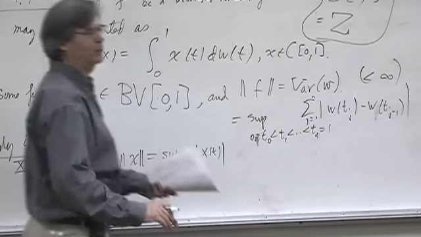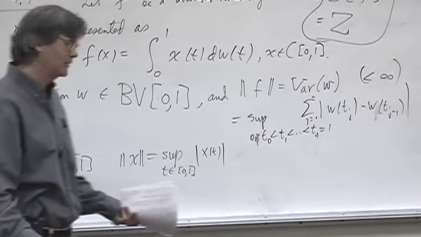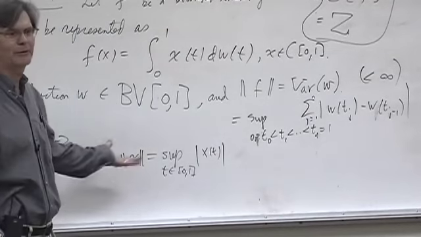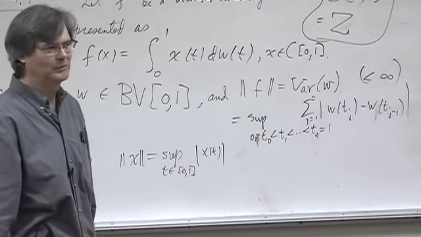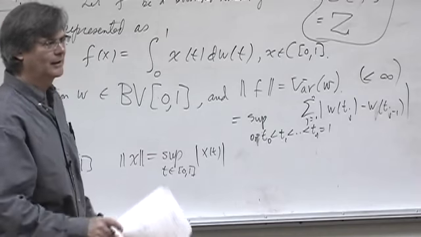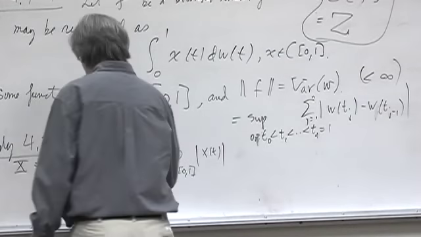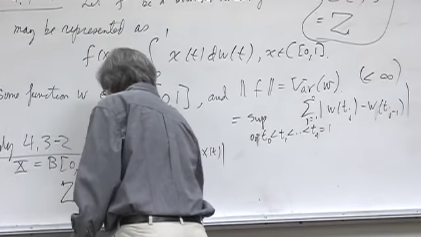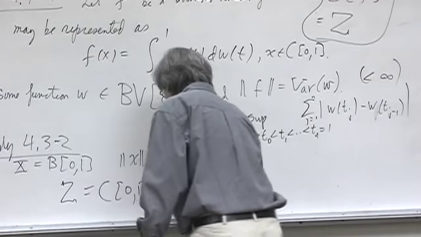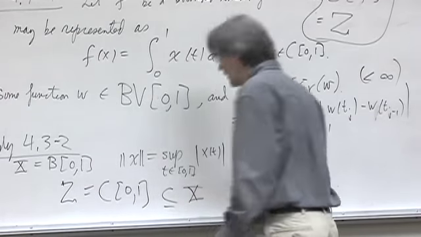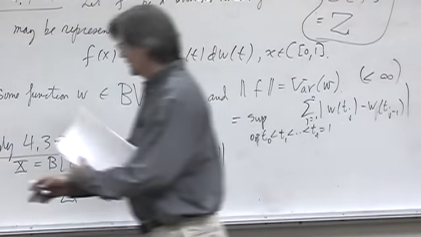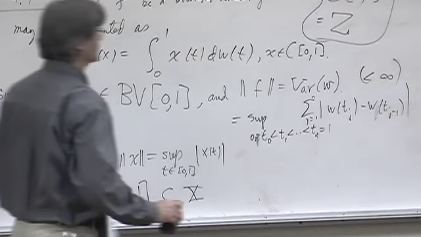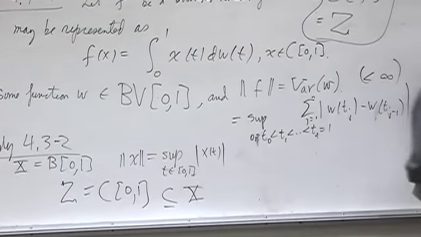And obviously, if I apply it to a continuous function, I just get the maximum because we have the extreme value theorem. If I have a continuous function on a compact set, then it attains its maximum. So Z equals C01 is therefore a subspace of X. That's all I need. Now, so what am I going to get then?